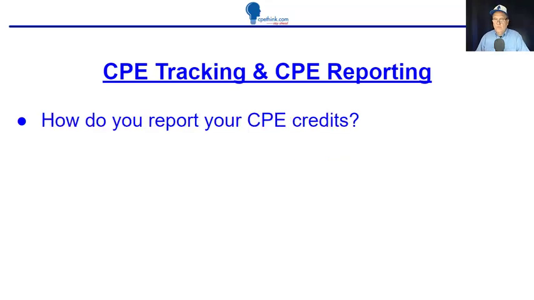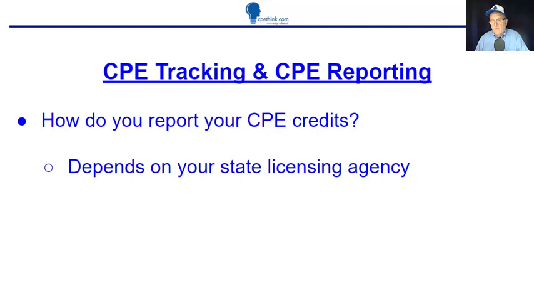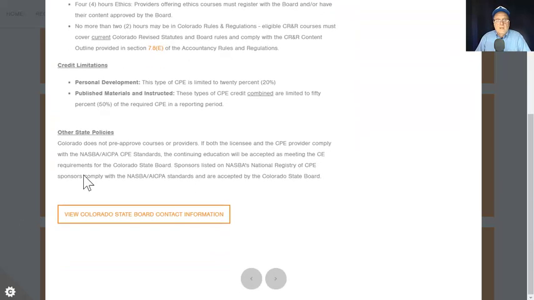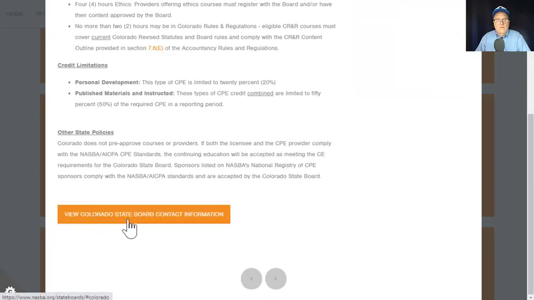All right, so how do you report your CPE credits? Well, that depends on your state board or licensing agency. And again, you can go back to that page that we were on, which we'll go to right here. So here we are, back on Colorado. And at the bottom of each one of these state listings, you will have a link here that says View Colorado State Board Contact Information.